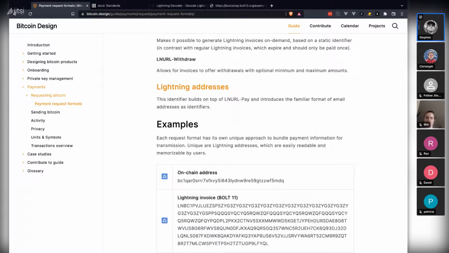You have no proof that the person received your funds, which may not be a problem if you don't care about that. But personally, I think it's good user experience to be able to provide proof of payment. And so that's why I'm not really a big fan of Keysend as a result of that.